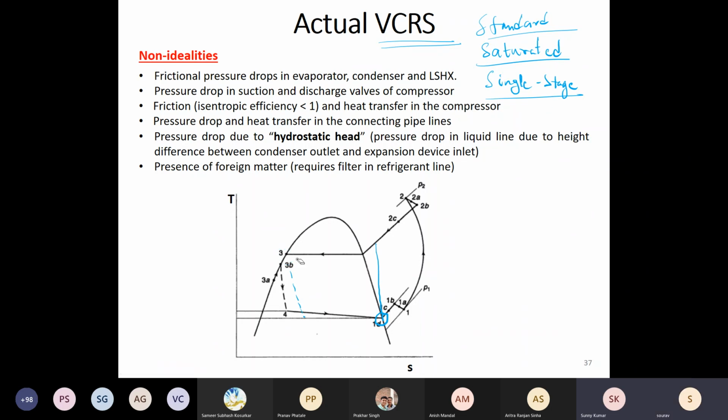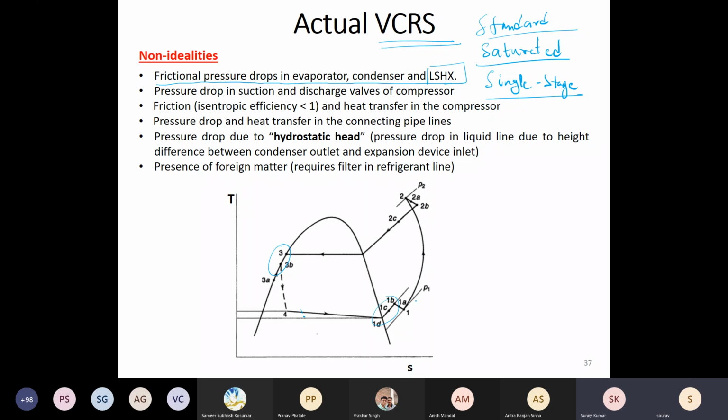Okay, so if we look at the actual cycle, it will significantly deviate from the standard assumptions that we have made. Okay, one is you will have frictional pressure drops in the pipelines. In case you have an LSHX also, you will have some pressure drops in that heat exchanger also. Okay, definitely we will have some amount of subcooling, some amount of superheating if you have LSHX.